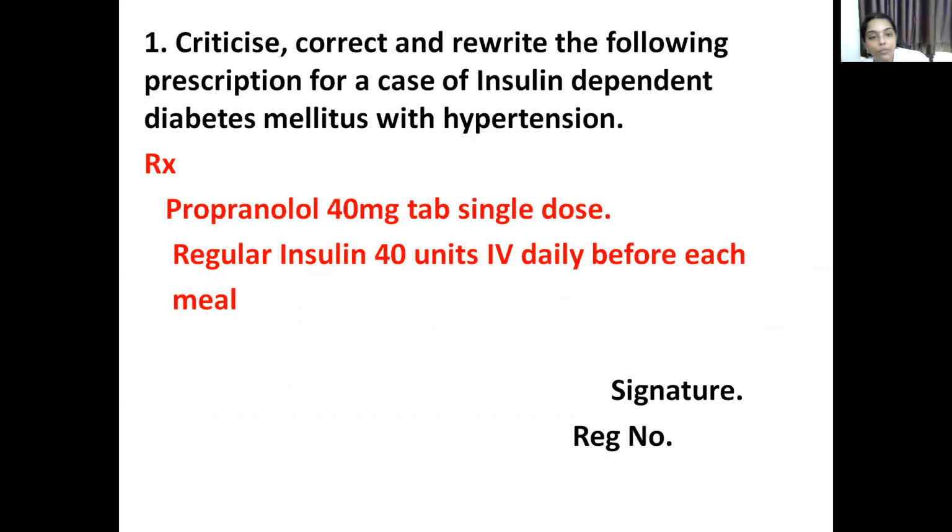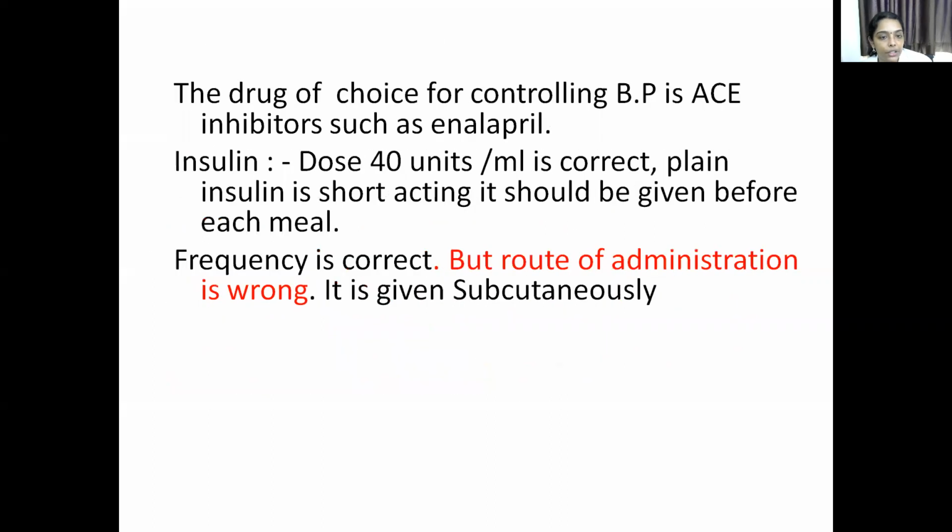Then again, what insulin is he taking? Regular insulin, 40 units IV daily before each meal. Here the dose, 40 units per ml, is correct, and the frequency is also correct because it is a short acting insulin. It should be given before each meal, but the route of administration is wrong. How should it be given? The route of administration is always subcutaneous. So this is about the critique of the prescription for an insulin dependent diabetes mellitus patient with hypertension.